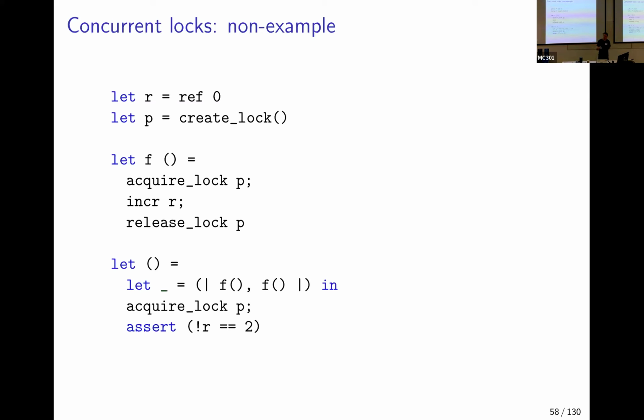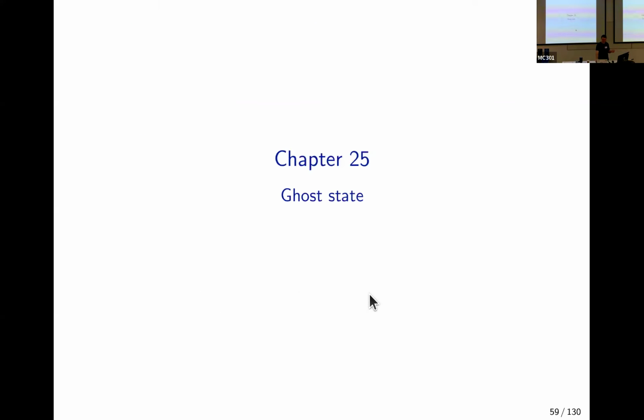The invariant cannot be that R points to 0, because R doesn't stay at 0. It could be that R is bigger than 0. That would indeed be preserved by the function f. But the fact that R is bigger than 0 is not enough to prove that R is equal to 2. So you need something more.